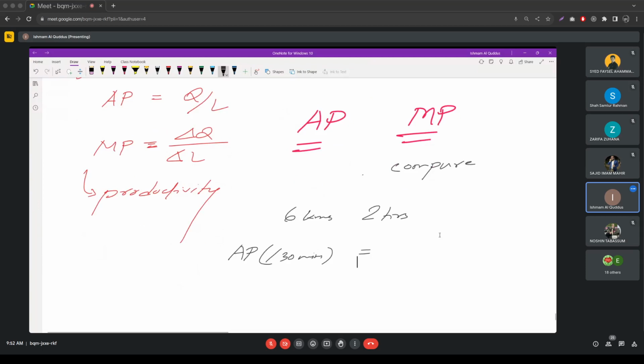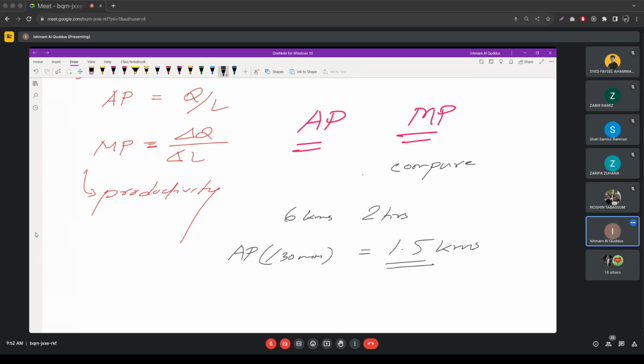So 1.5 kilometers. So it is 1.5 kilometers per 30 minutes, right? This is the average. Is there anyone who didn't get how he calculated 1.5? Anyone?